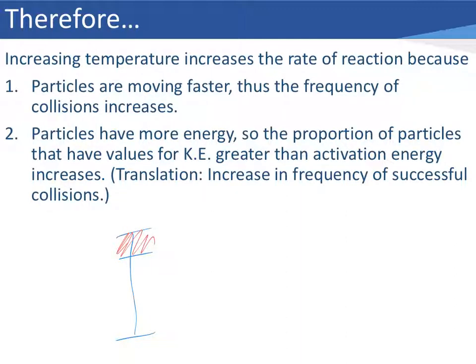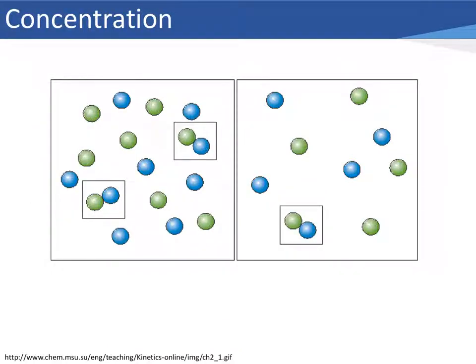These are successful collisions at 300 Kelvin. Okay, at 310 Kelvin, I'm going to have more frequency of collisions, first of all, but I'm also going to have a greater percentage of those collisions that will be successful. So I'm increasing the frequency of successful collisions in two ways. One, by having more collisions in general per unit time, and the other is by increasing the percentage or proportion of the particles that actually have enough kinetic energy to overcome the activation energy barrier. This is a key.